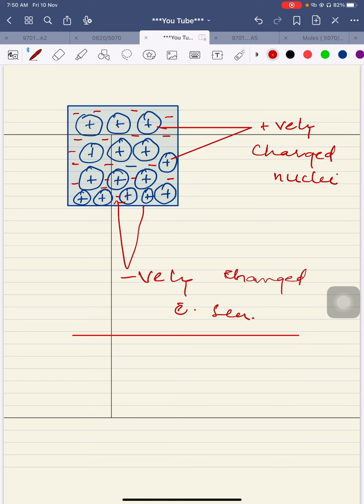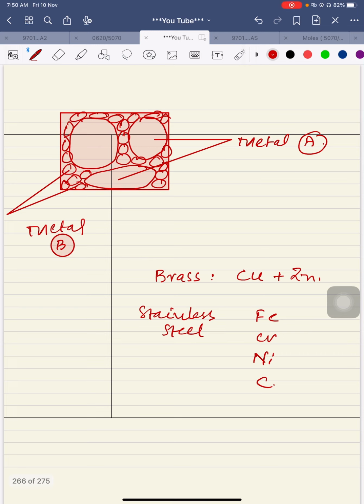If we are talking about an alloy, we can see that due to different sizes, the layers cannot slide over each other. That's why an alloy is a harder and stronger structure compared to a pure metal. So this is the general structure of a metal and an alloy, and this is what metallic bonding is. So what is metallic bonding? Positively charged nuclei are immersed in the negatively charged electronic sea.